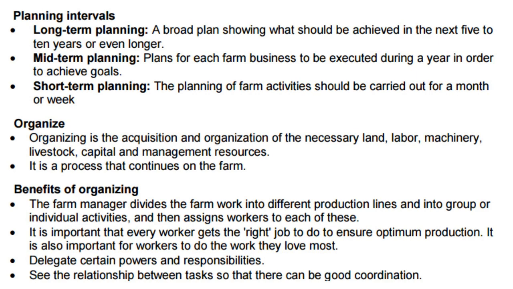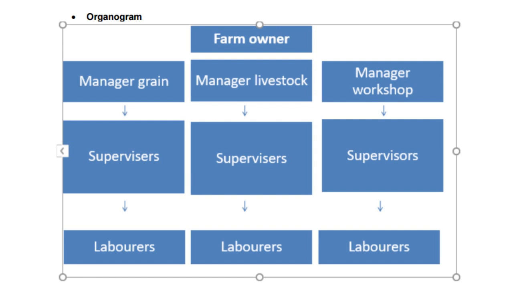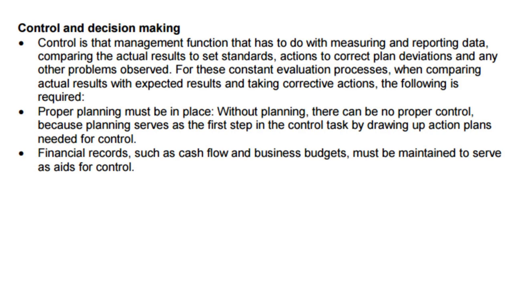Farm organogram. Control and decision-making. Control is that management function that has to do with measuring and reporting data. Comparing the actual results to set standards, and taking actions to correct planned deviations and any other problems observed.